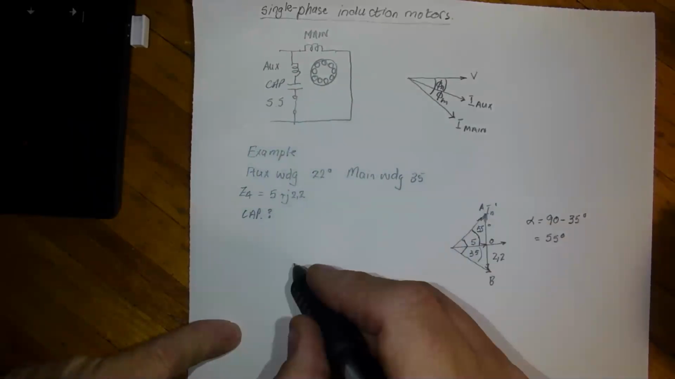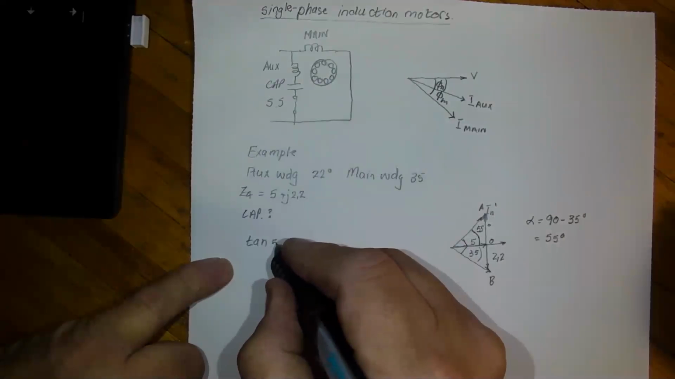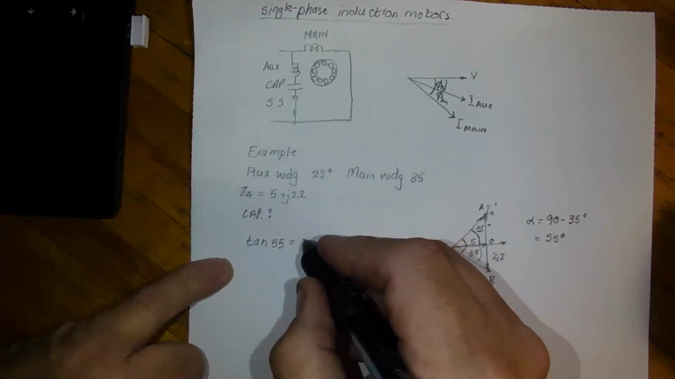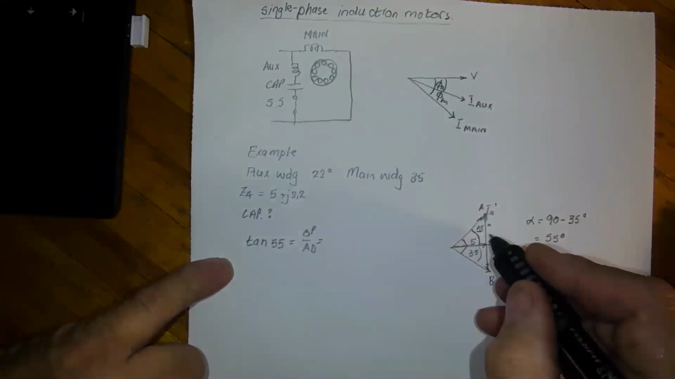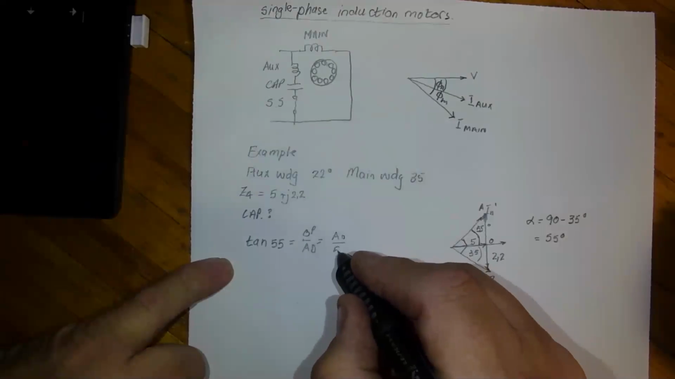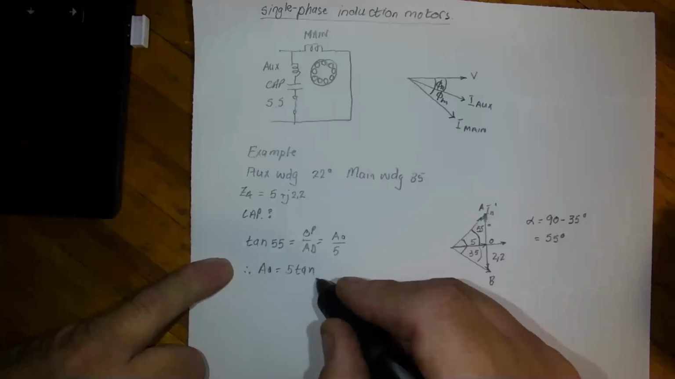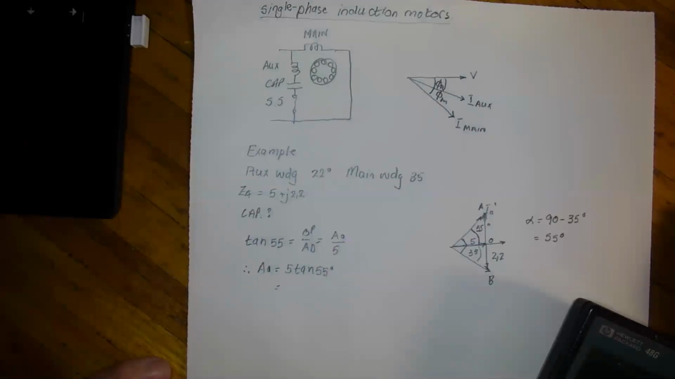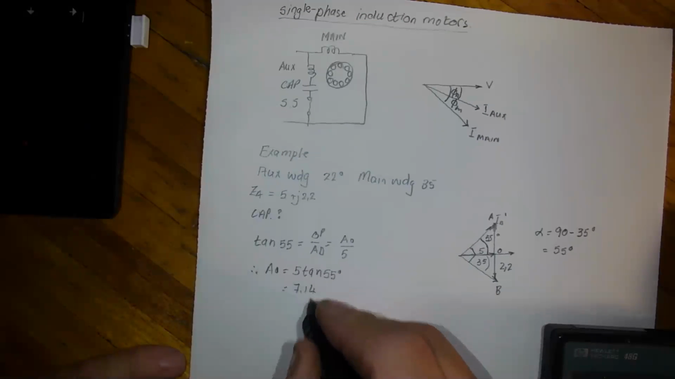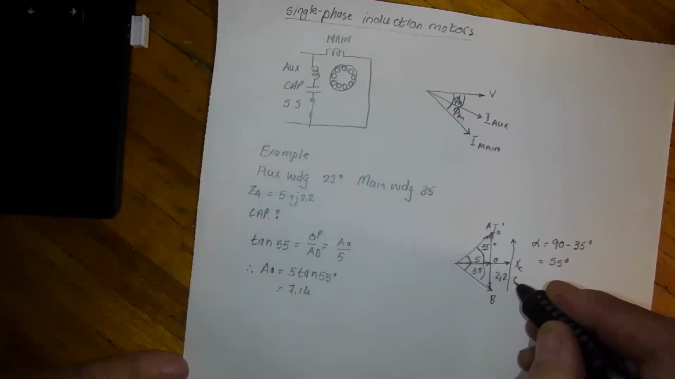So if we have 5 there and 55, if we use the tan of 55, which is the opposite over the adjacent, that gives us AO over 5. Therefore, AO is equal to 5 times the tangent of 55 degrees. That gives us a value of 7.14. Now the capacitor has to move that whole part there. So that will be XC of a cap.